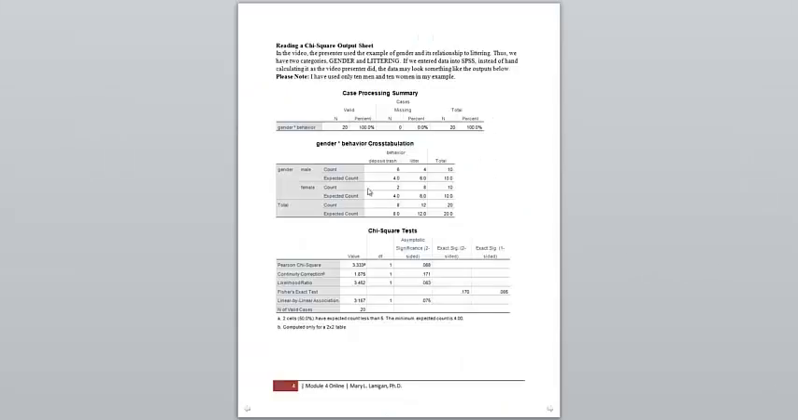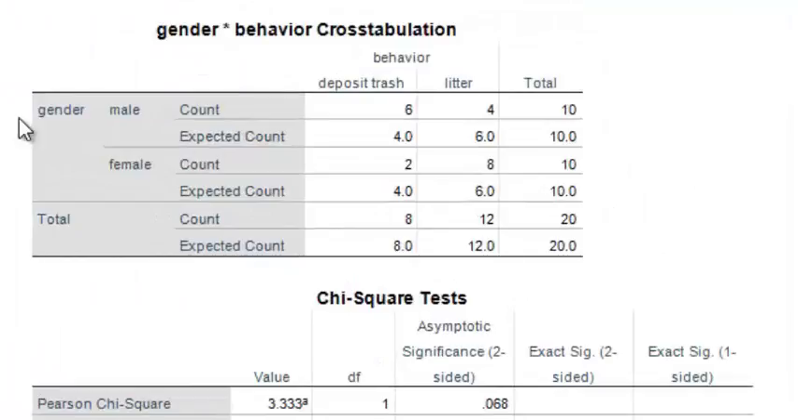If you look at the second box, you can see we have the gender, and it's broken down by count and expected. And then you have those who littered or who deposited in the trash. The count is the observed and the expected is what we were expecting to get. So we expected 4, but we actually got 6. We expected 6, but we actually got 4. We expected 4, but actually got 2. We expected 6 and actually got 8. So that gives you the observed and the expected.